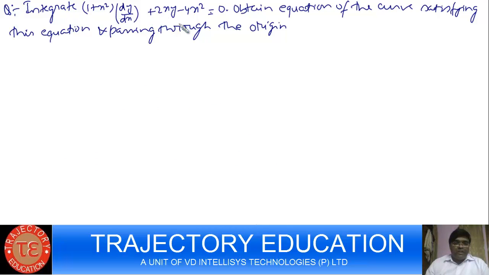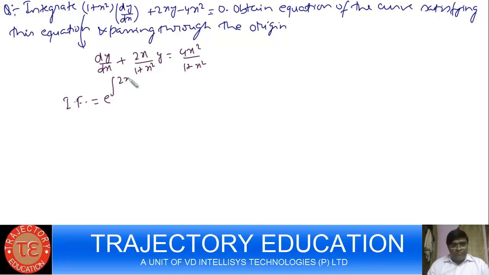See this question. Integrate (1 plus x square) dy/dx plus 2xy minus 4x square equals 0. We have to obtain the curve satisfying this equation and passing through the origin, so we have to evaluate the arbitrary constant. First of all, write it in standard form. That can be written as dy/dx plus 2x/(1 plus x square) y equals 4x square/(1 plus x square).